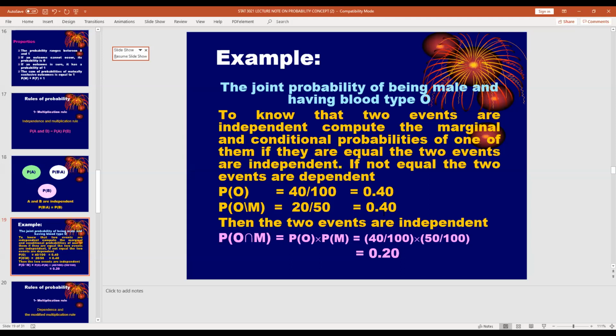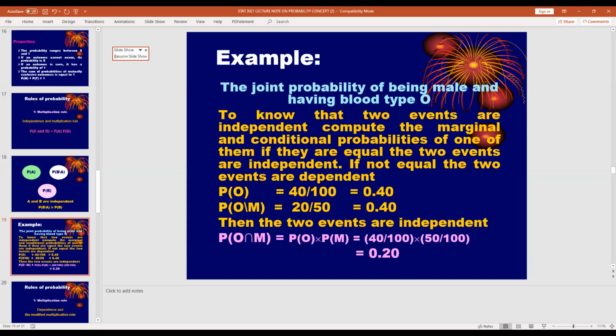Now, it is only when the marginal and the conditional are equal. In a situation where the marginal and conditional are not equal, then you're going to conclude that they actually depend. And that was why we said the two events are independent. And when two events are independent, you know what we talked about the other time?